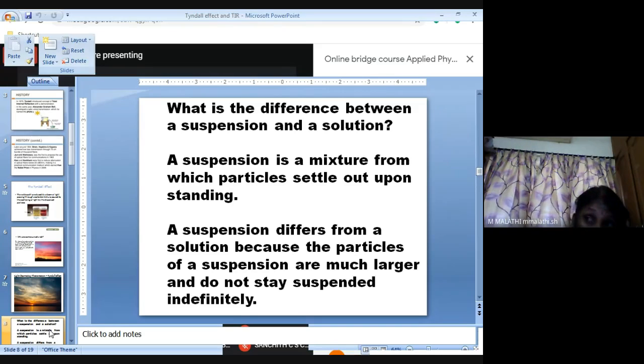In a solution, the particle size which is dissolved with the solvent is very small, so it is completely dissolved. It has a very fine particle size, which is negligible.